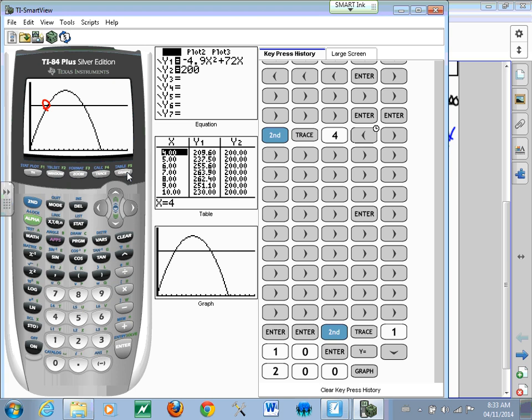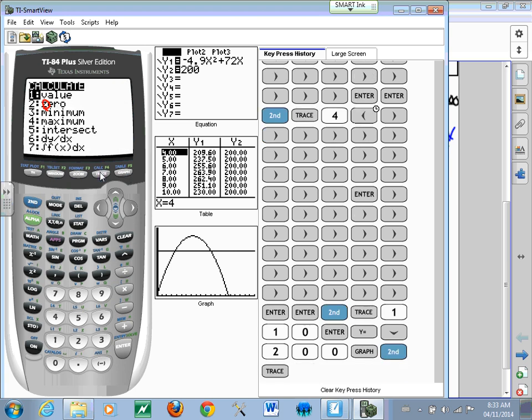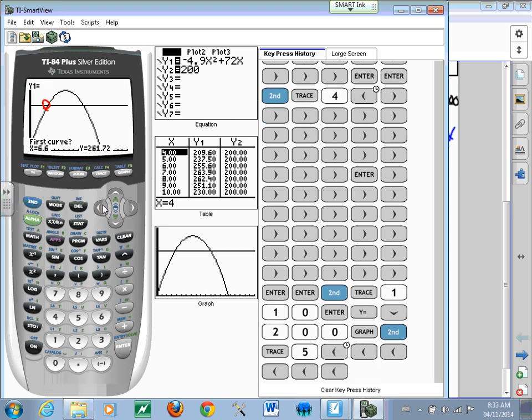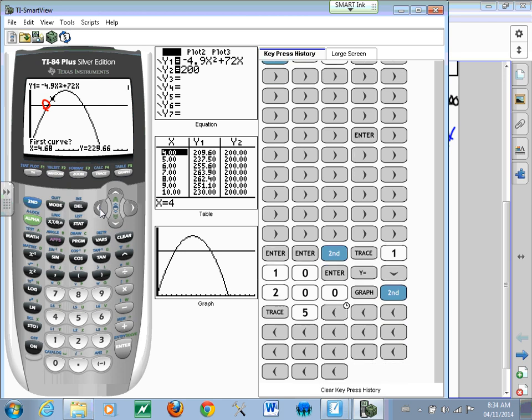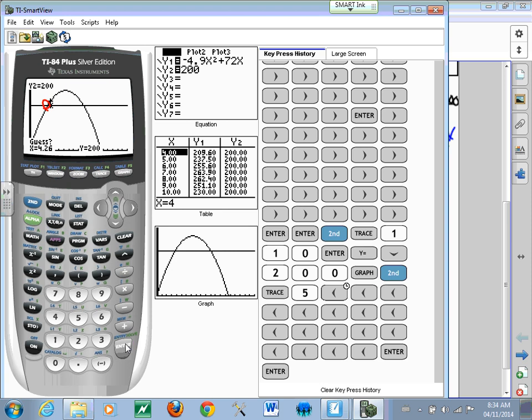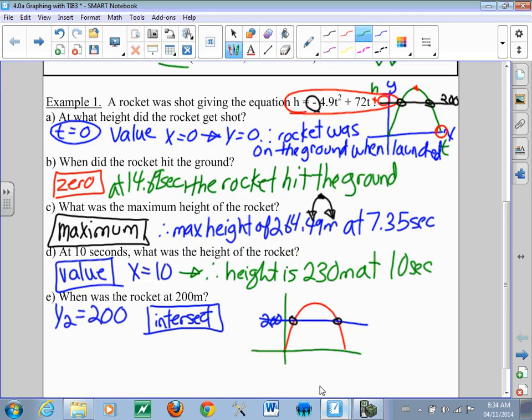Okay, so we go to the menu and go second trace, intersect, which is 5. To do the first curve, we've got to get the cursor on this side of the vertex, on the one to the left side. So anywhere there is fine. Okay, press enter. It's going to jump to the second curve. It says to guess. Okay, so notice my first intersection point is 3.72. So we have 3.72, that's the first one.